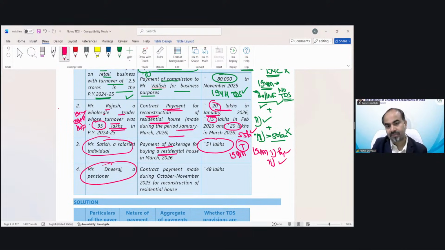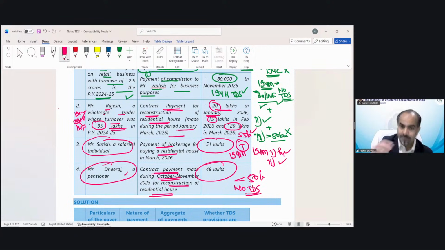Dheeraj, a pensioner. Contract payment. So 194C is automatically excluded, no business receipt. Payment from October to November for reconstruction of a residential house. So 194M is applicable, the payer is included. Residential purpose, no problem. We can deduct, but the amount is only 48 lakh, so it's less than 50 lakh. So TDS cannot be deducted.